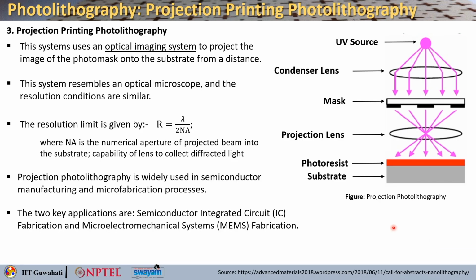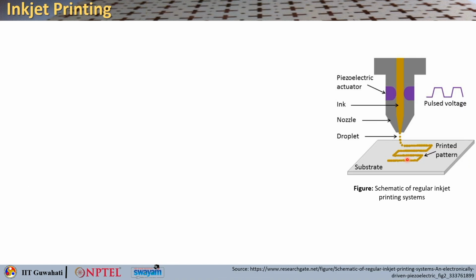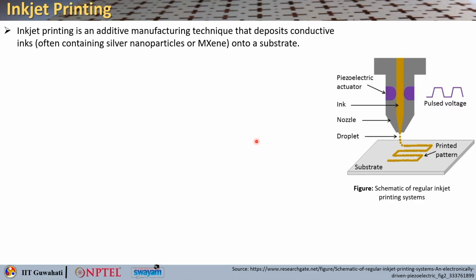So, the main two applications are semiconductor IC fabrication and micro electromechanical system, that is MEMS fabrication. Here you get very good resolution. So, the next method we will be discussing is inkjet printing.